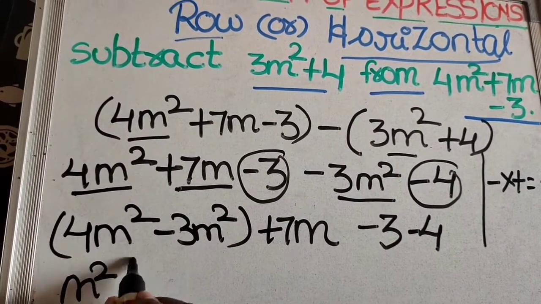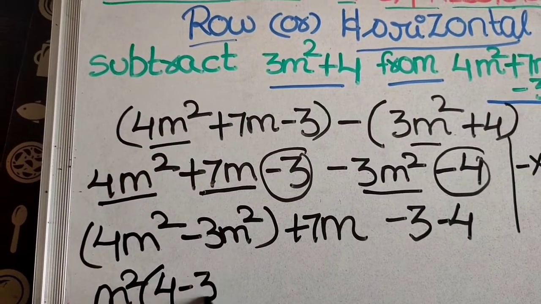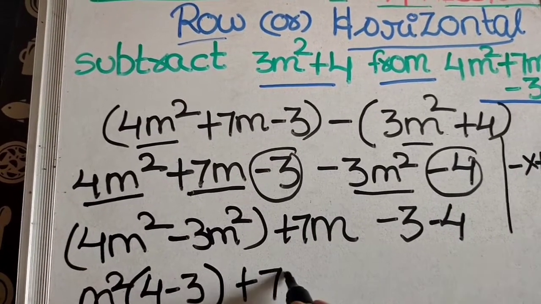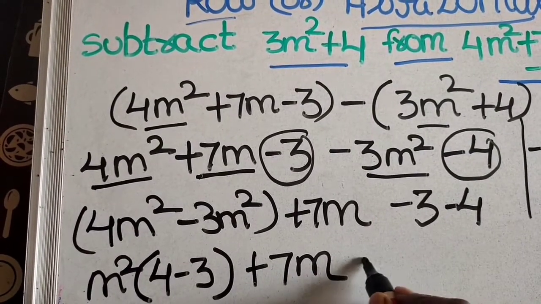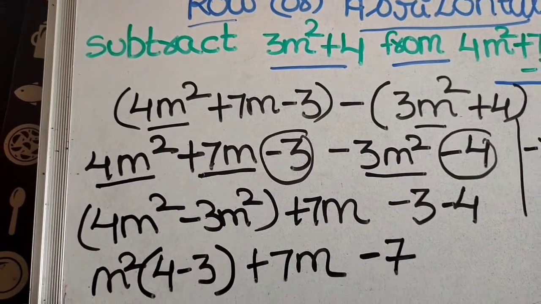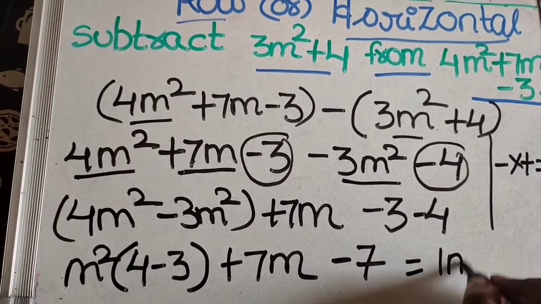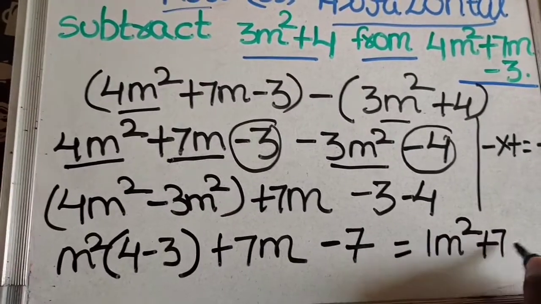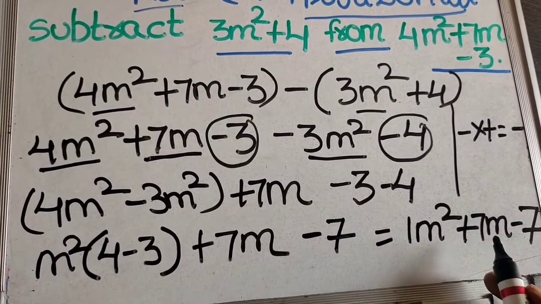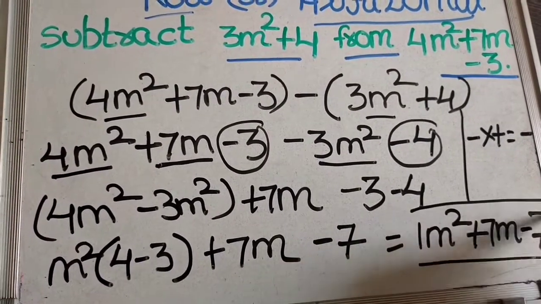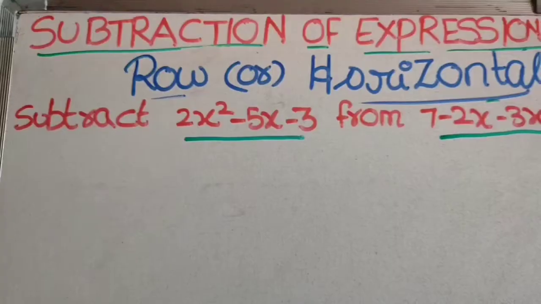So I have taken m square as common. 4 minus 3 gives how much? 1. Next, plus 7m, minus 3 minus 4 gives how much? Minus 7. So now take m square. 4 minus 3 gives 1. So m square plus 7m minus 7. M square plus 7m minus 7 is our result. If you subtract those expressions, we get m square plus 7m minus 7.